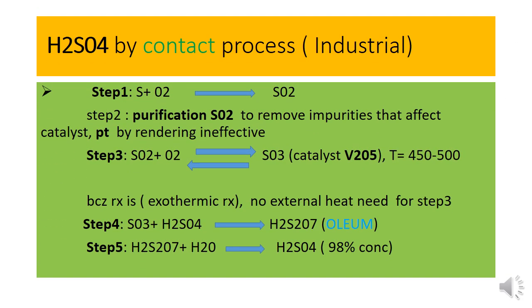Let us continue with the contact process, preparation of sulfuric acid. It occurs in 5 steps. Step 1, production of sulfur dioxide. Step 2, purification of sulfur dioxide. Why? To remove impurities that affect the catalyst, called platinum. The third step is production of sulfur trioxide by using vanadium pentoxide at this temperature.